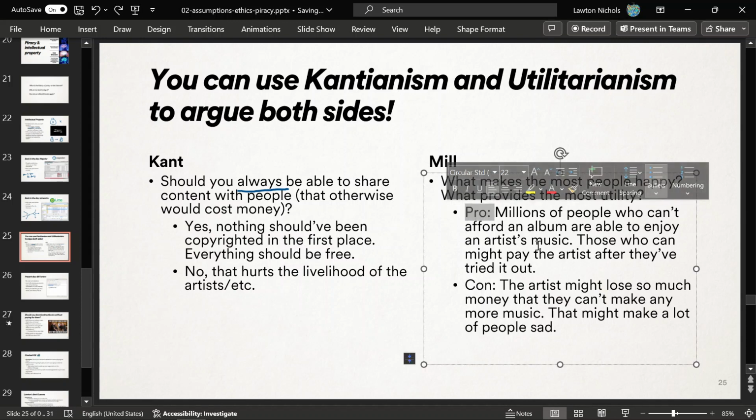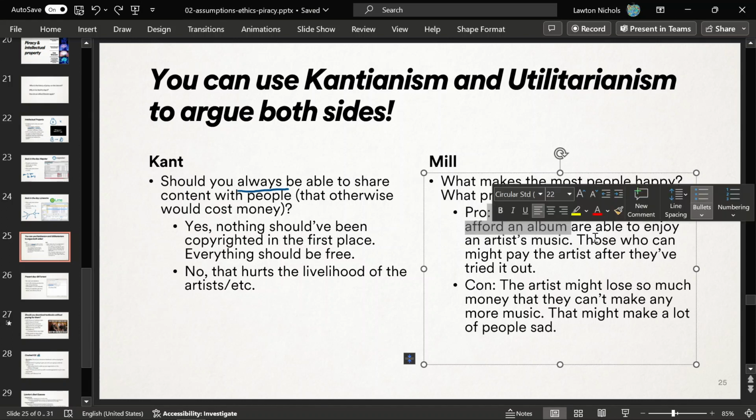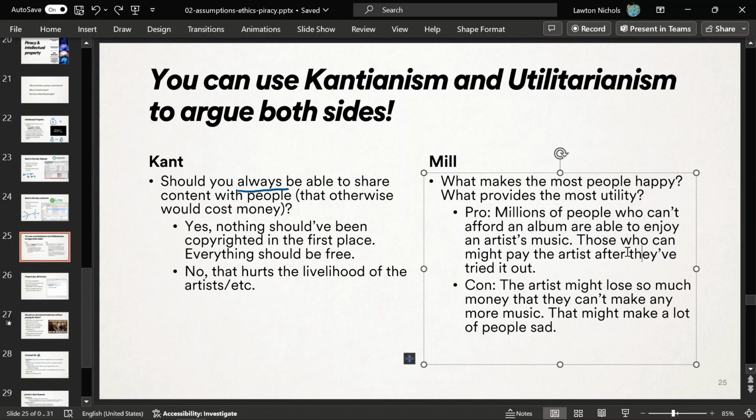So a pro of piracy is that we're talking millions of people, like people in third world countries that could not ever even afford this MP3. Millions of people who can't afford an album are now able to enjoy an artist's music, assuming we're talking about music right now, right? And so that's a huge win for utility and piracy, is it not?